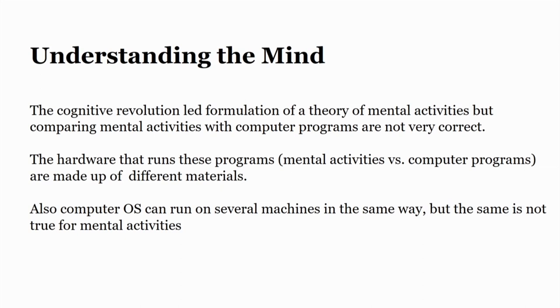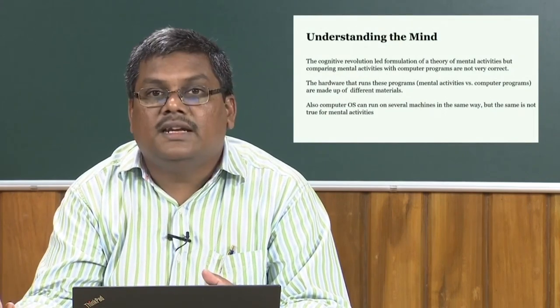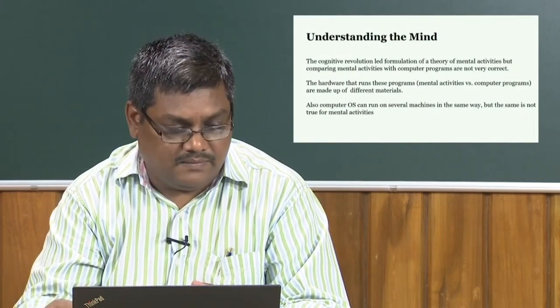Now, as I said, the comparison of the mind and brain to an operating system and the computer is not correct. One of the reasons that I gave is because they are made up of different kinds of elements, whereas the brain is made up of neurons and neural structures and biologically based materials. The computers on the other hand are made up of electrical circuits.